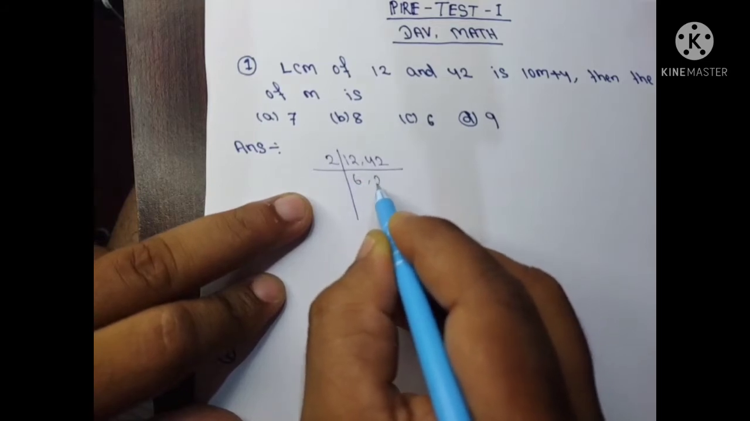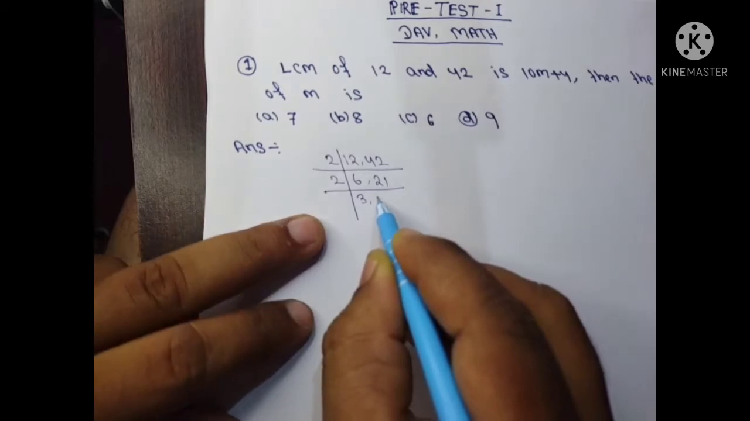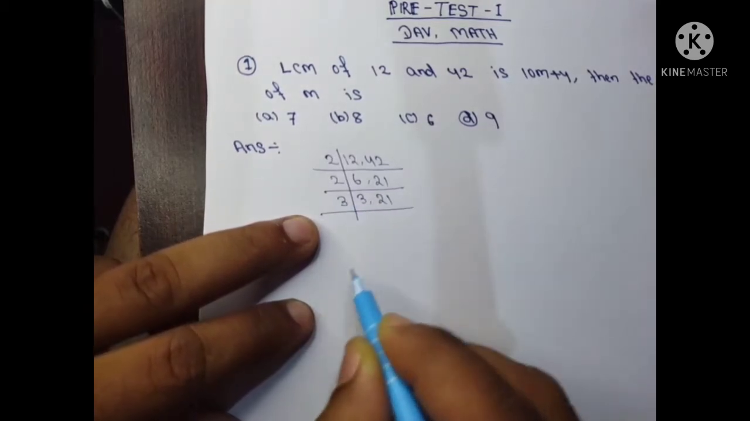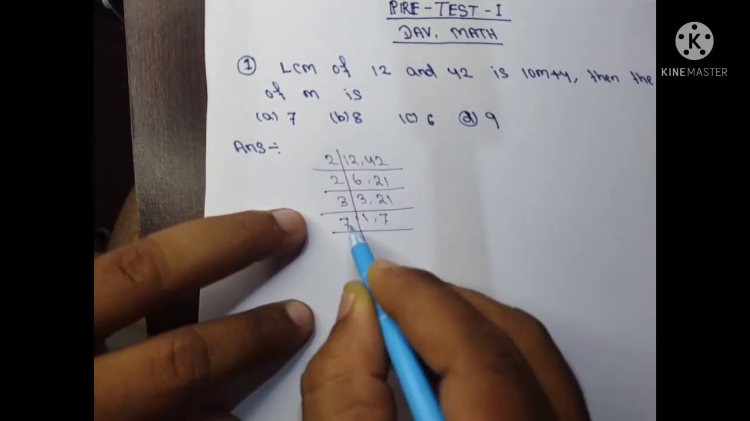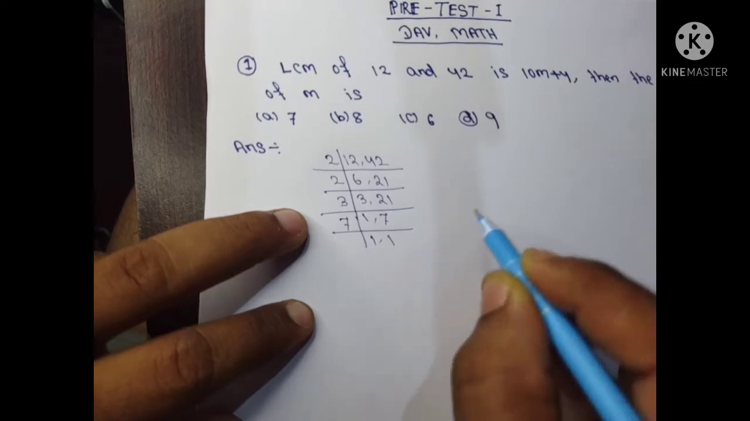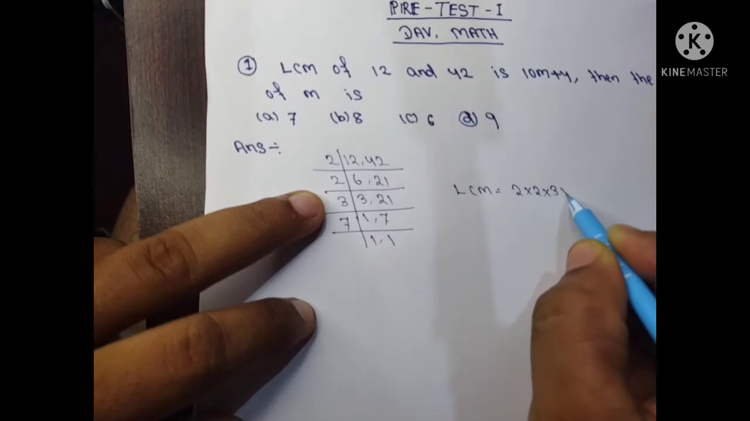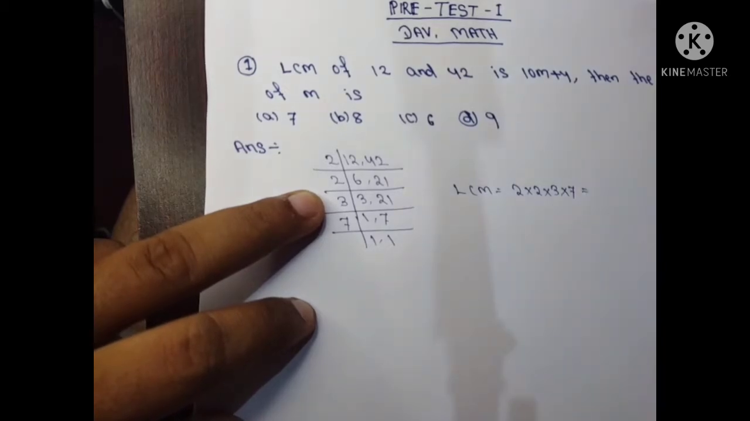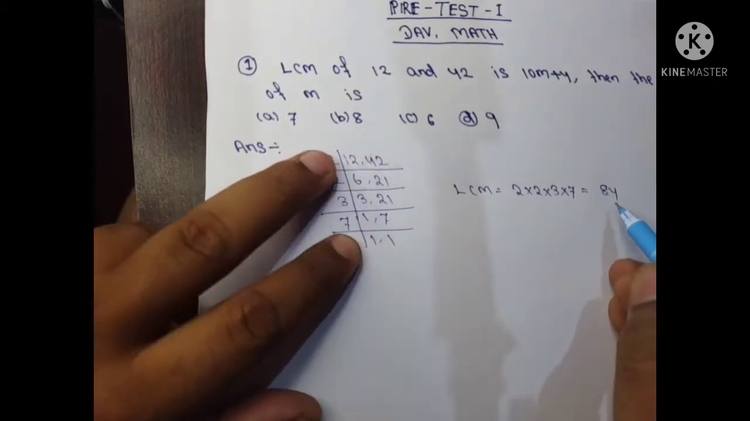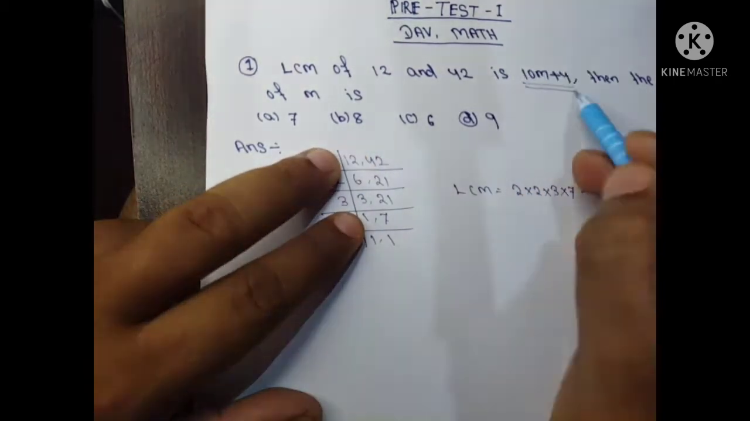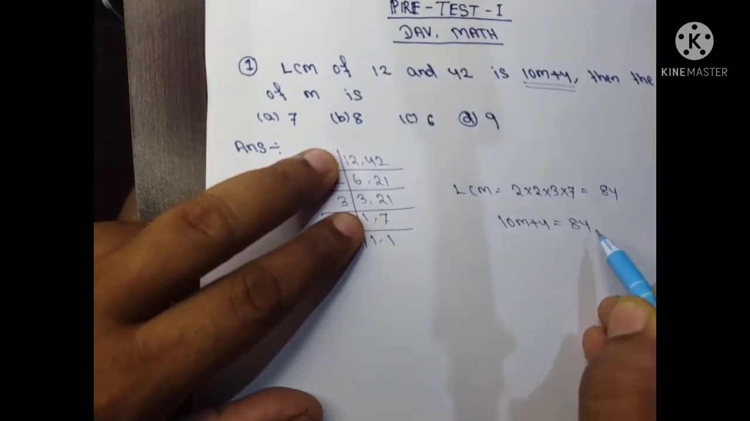So this is 6, this is 21. Again divided by 2, it is 3 and this is 21. Then divided by 3, so 3 ones are 3 and 3 sevens are 21. Then you can see the LCM is 2 into 2 into 3 into 7, which is equal to 84. But here the LCM is given as 10m plus 4. That means 10m plus 4 must be equal to 84.